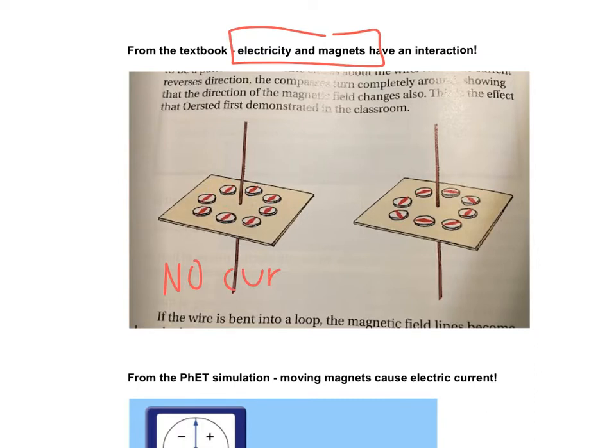So presumably it's hooked up to a battery, but nobody's flipped the switch yet. So we have no current running through there. And you can see that the compasses are undisturbed. They're all pointing, presumably, to the North Pole on Earth. This one here is, I guess I'll say, yes current.